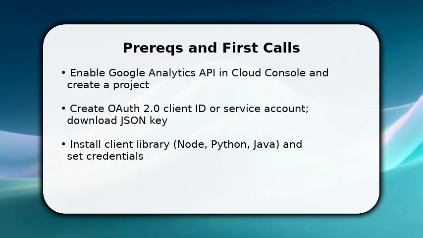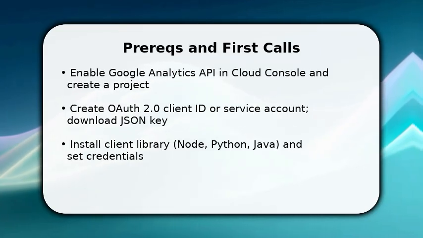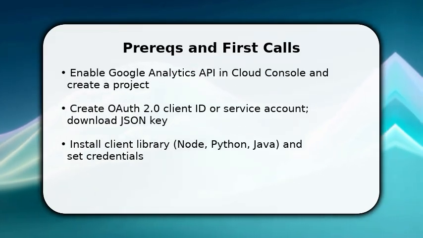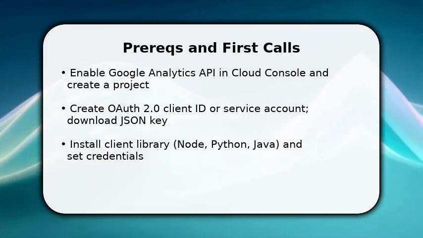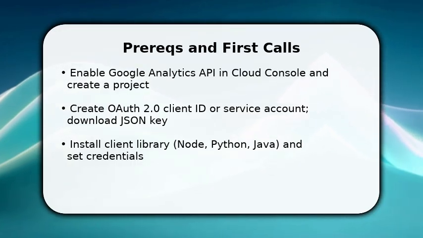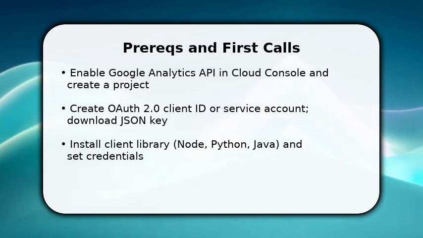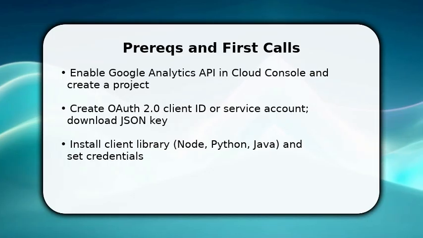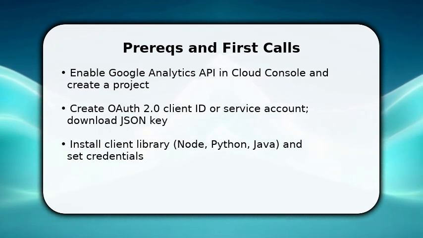You start by confirming prerequisites and making the first API call. This gets you immediate feedback. Enable the Analytics API in Google Cloud, create an OAuth client or service account, and download the JSON key so your app can authenticate. Once done, install the official client library for your language and set the environment variable pointing to the key file. Then run the sample quick start to request basic metrics. This proves credentials and connectivity before you build queries.